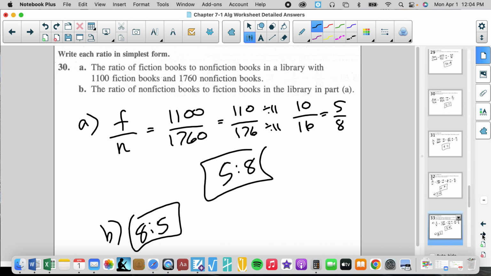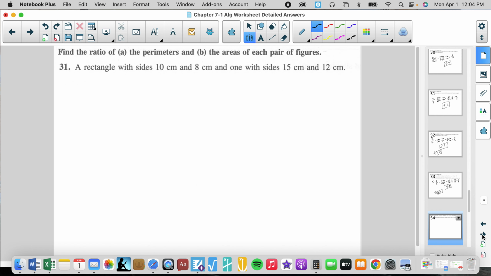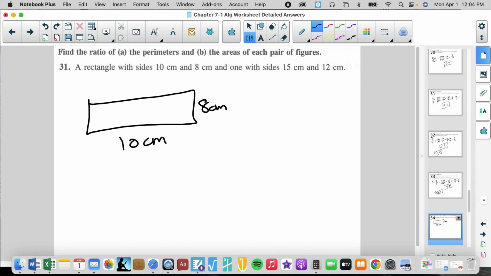That's kind of simple. A rectangle with sides 10 centimeters and 8 centimeters, and one with sides, what is the ratio of perimeters? So A is talking about perimeters. We have one rectangle that is 8 by 10. We have another one that is 15, that's not a 15 by 12 centimeters.